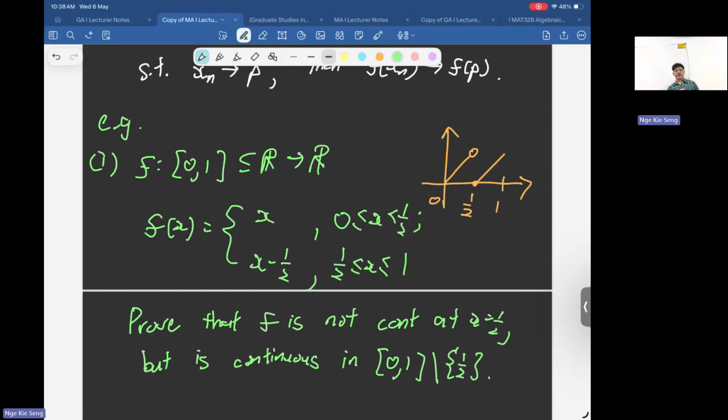So just now I said that if it's not continuous, you need to find a sequence that converges to 1/2, but then f of that sequence is not converging to f(1/2). So f(1/2) is what? Can you find a sequence that converges to 1/2 or not? Can you create one sequence that converges to 1/2? Any idea? You have to come up with a sequence that converges to 1/2 first.